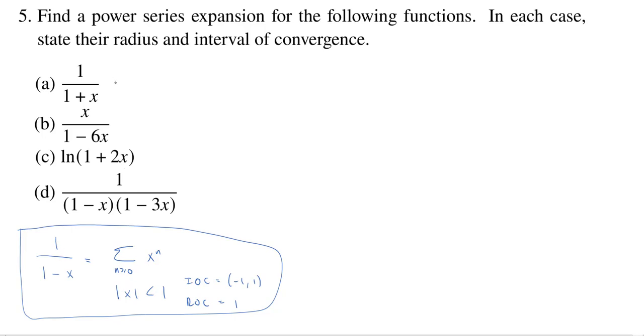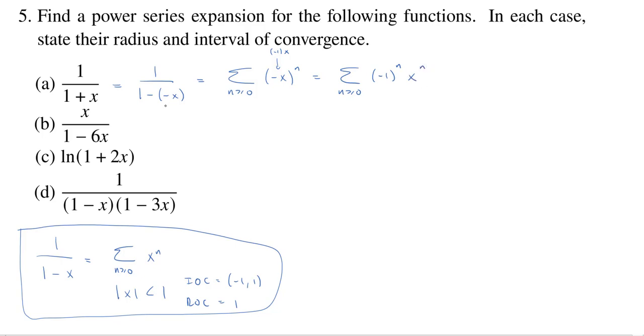So for A, 1 over 1 plus x, we do the standard trick of replacing plus x with minus the opposite of x. Using this geometric series formula, this will be the sum starting at 0 of negative x to the nth power. Now, we would like to rewrite this in power series form, so we want to get the x's isolated. We can do so by writing negative x as negative 1 times x, and then distributing this exponent. So we'll end up with the alternator, negative 1 to the n times x to the n.